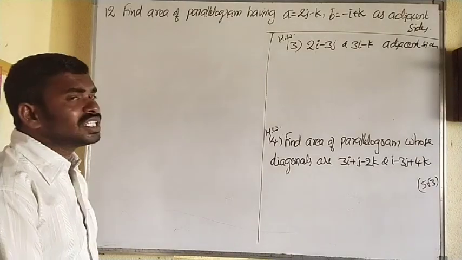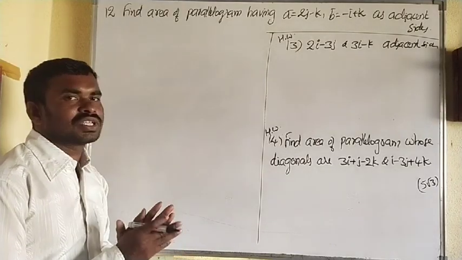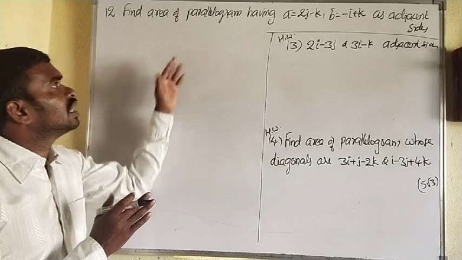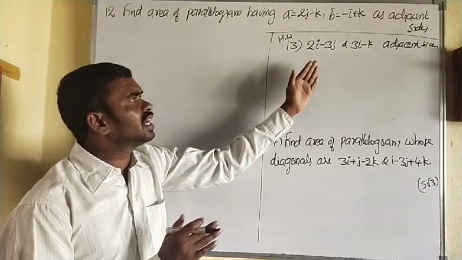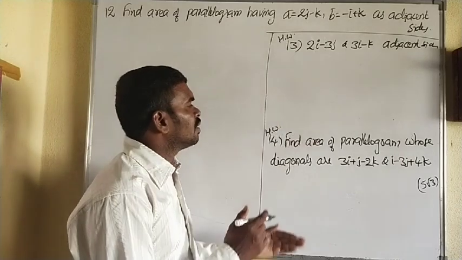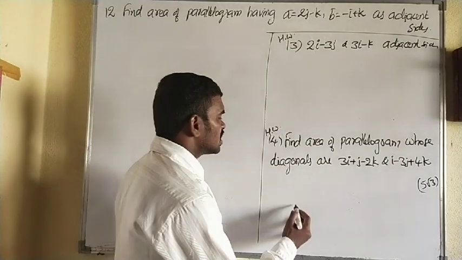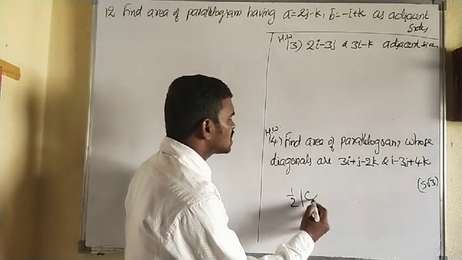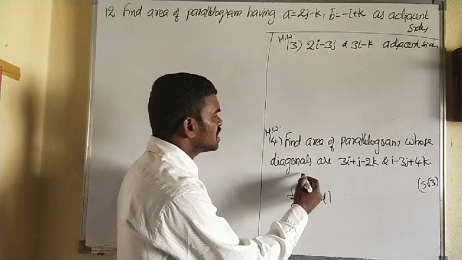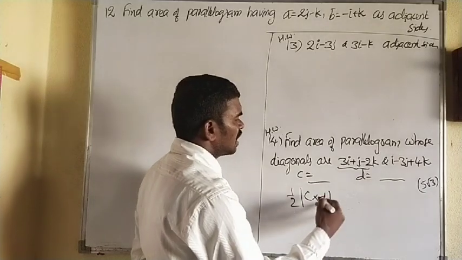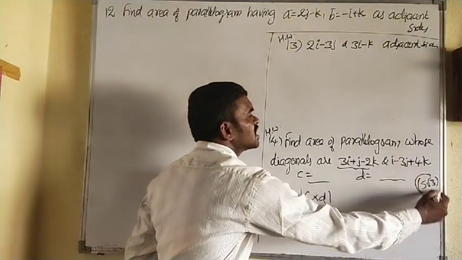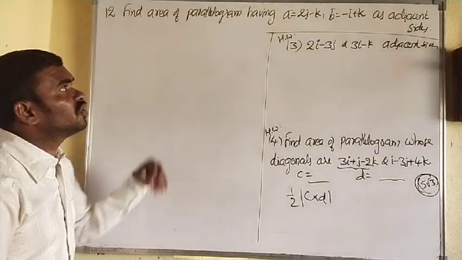So what is the formula for the area of a parallelogram? Simply base into height. But here in vectors, modulus a cross b. If sides are given, here also modulus a cross b. But if the diagonals are given, it is half into modulus c cross d. We should find it. What is c? c is one vector and d is the second vector. Write them and do it. Simplify. You will get 5 root 3 as the answer. Okay, one I will tell you.